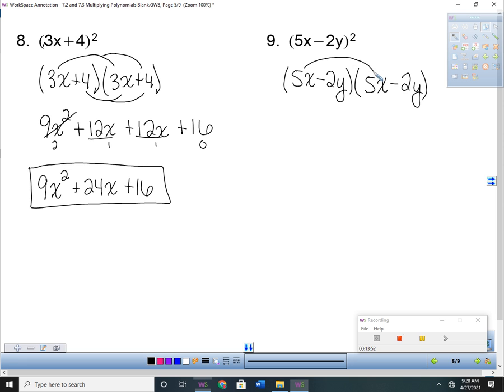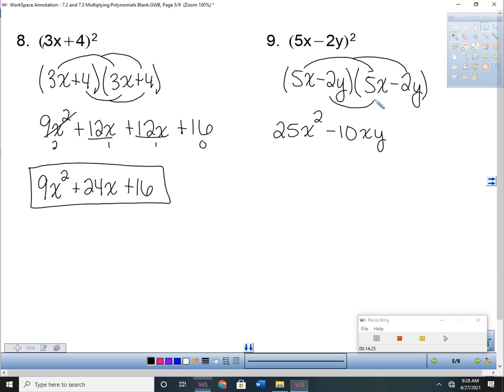So I take the 5x times the 5x, and I get 5 times 5 is 25, and x times x is x to the second. Then I have to take the 5x times the negative 2y. So 5 times negative 2 is negative 10. But then you have an x and you have a y. Well, I can't just add their exponents because they're different variables, so you're literally just going to say xy. I'm just going to shove them together, kind of.